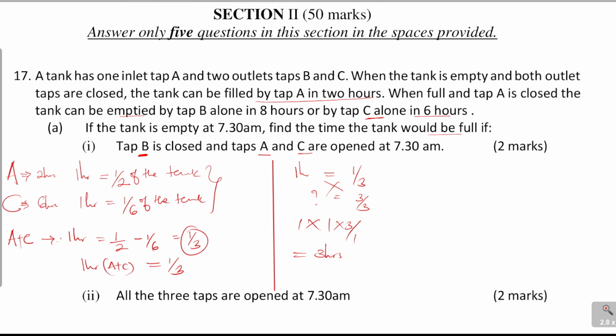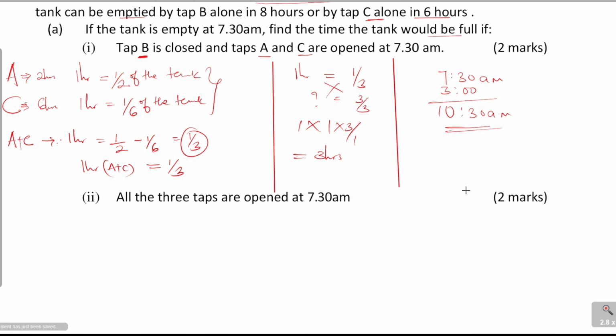So if the taps are opened at 7:30 a.m. and they take 3 hours to fill, we simply add 3 hours, and you get that the time when the tank will be full will be 10:30 a.m. So that is how you're supposed to work out that part.